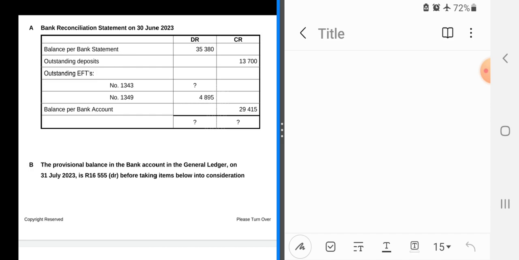And then outstanding deposits are deposits that do not appear on the bank statement but appear on the cash receipt journal. And then outstanding EFTs are outstanding cheques. They appear on the cash payment journal, but they do not appear on the bank statement. And errors made by the bank are corrected in the bank reconciliation statement. That's where you correct errors made by the bank. And then balance as per bank statement, that's where you will take the bank balance at the beginning plus total receipts minus payments. Okay, so let's look at this.